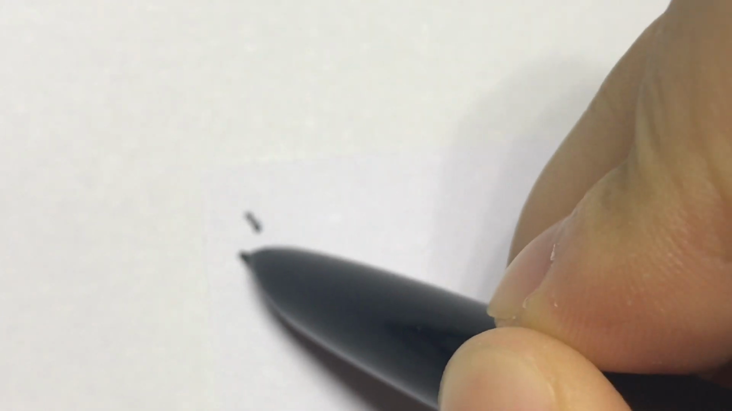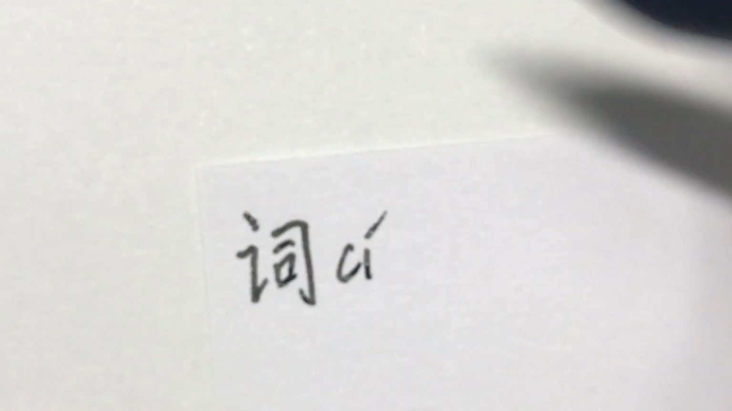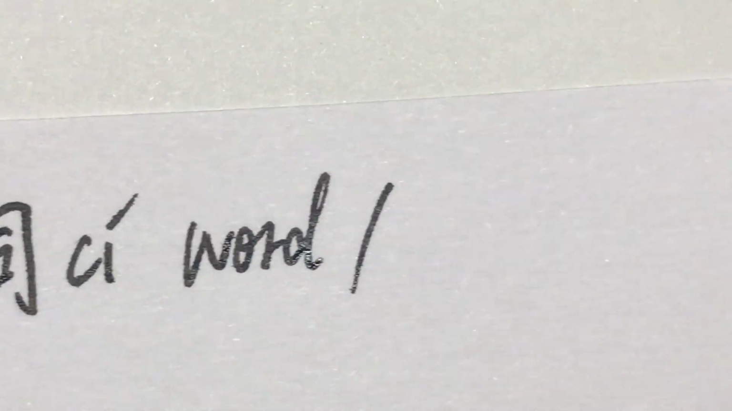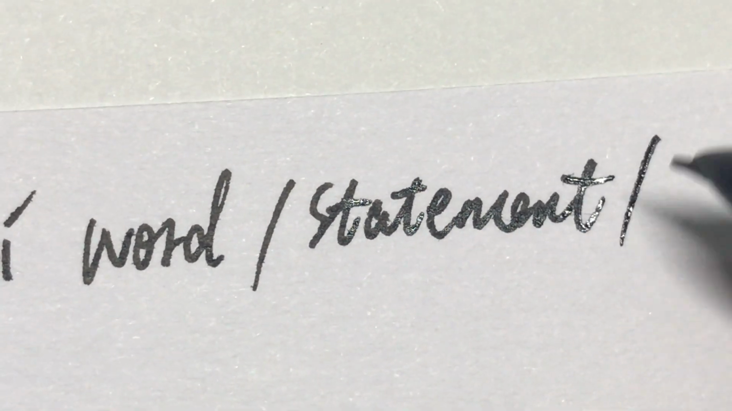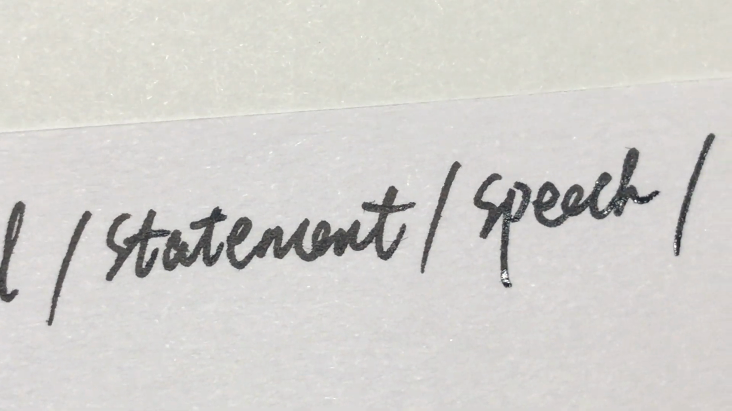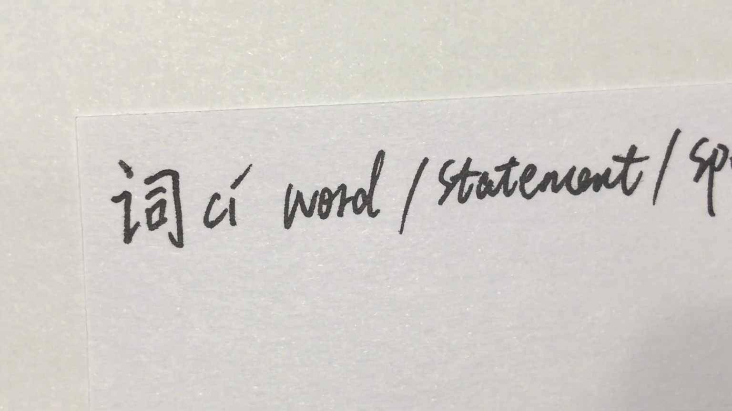词. 词 word, statement, speech, or lyrics. For example, 歌词, song lyric.